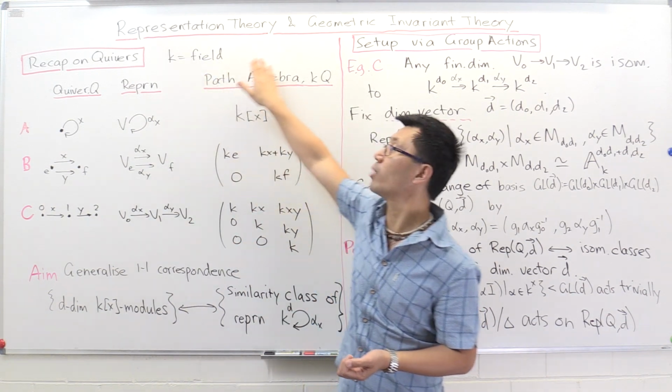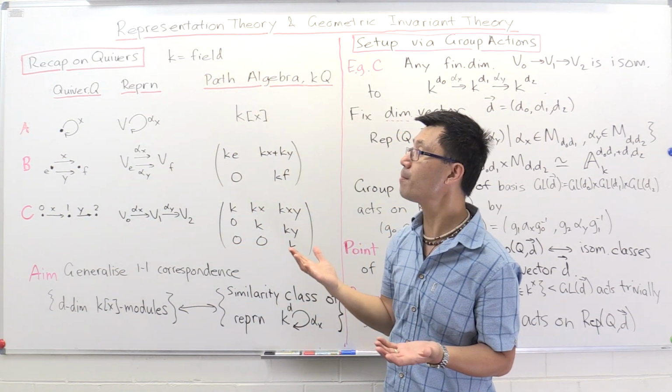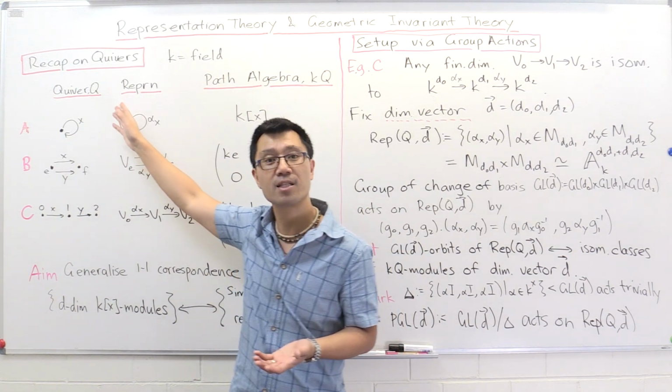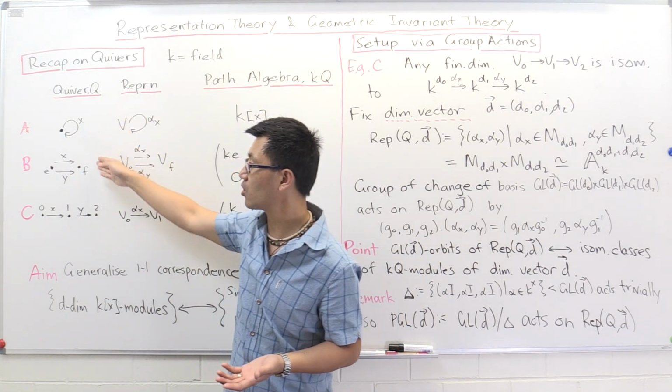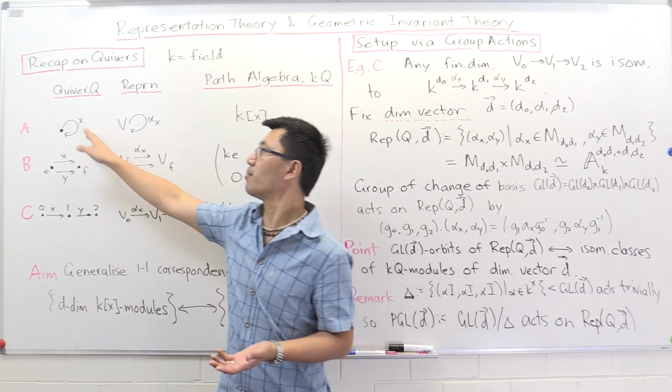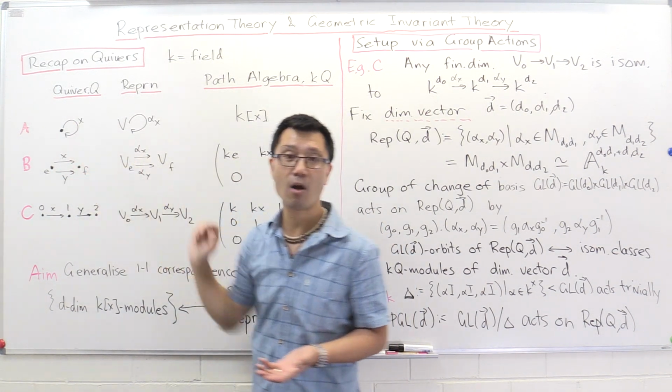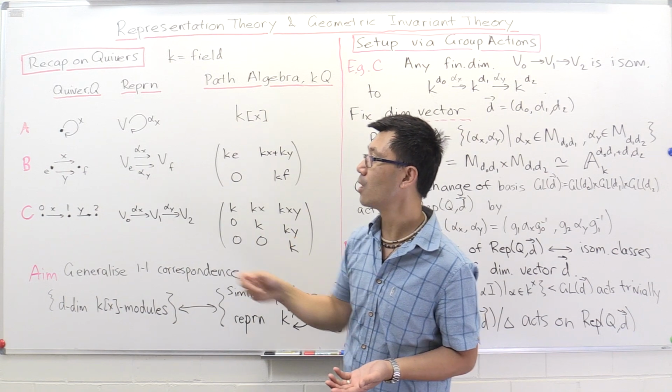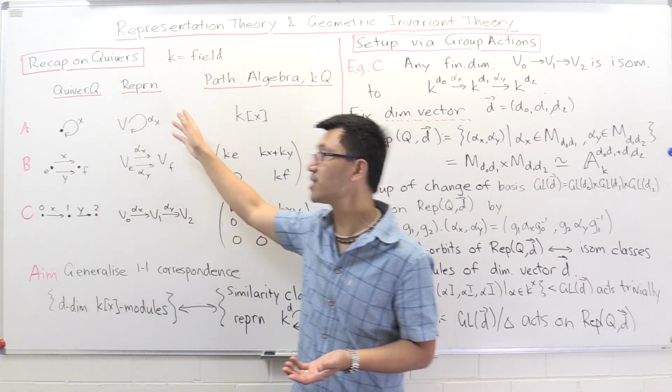So the starting point, we have some sort of field that we want to work over. And what is a quiver? A quiver is just a directed graph, like one of the three that you see here. Directed means that each of these edges are actually arrows. There's a head and there's a tail. And what we can do is we can talk about representations of them.